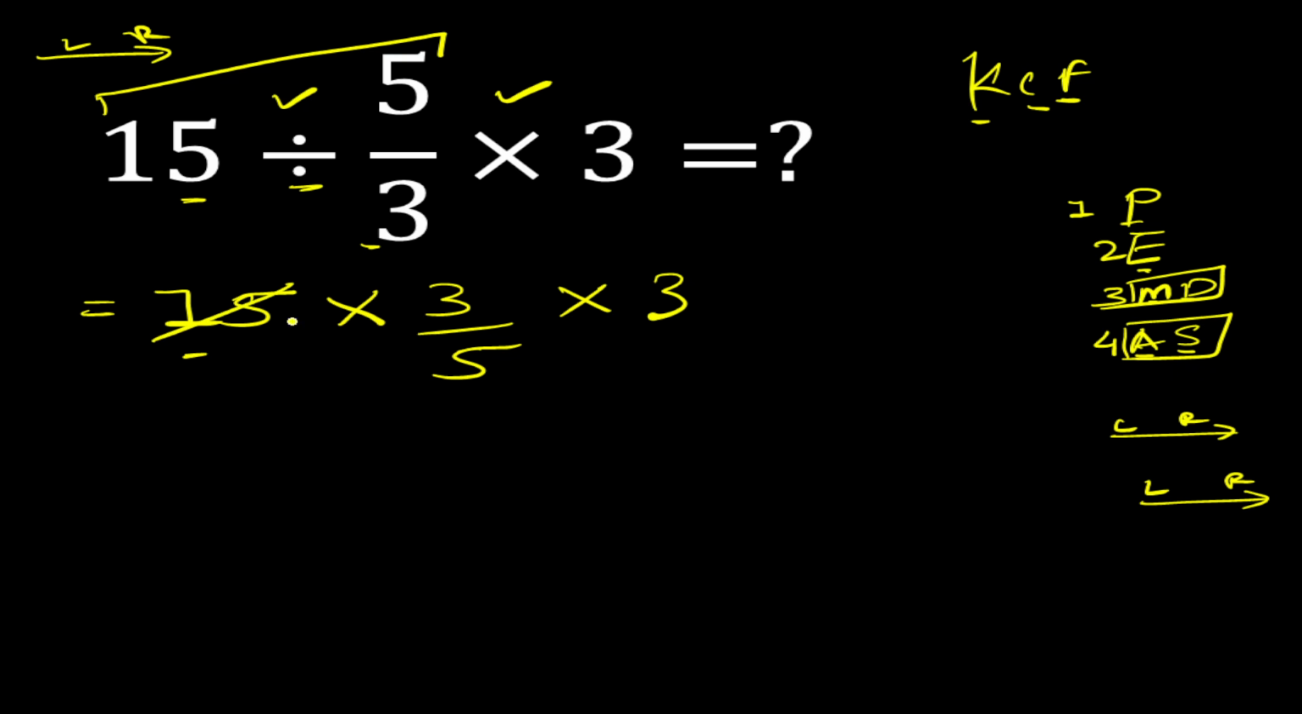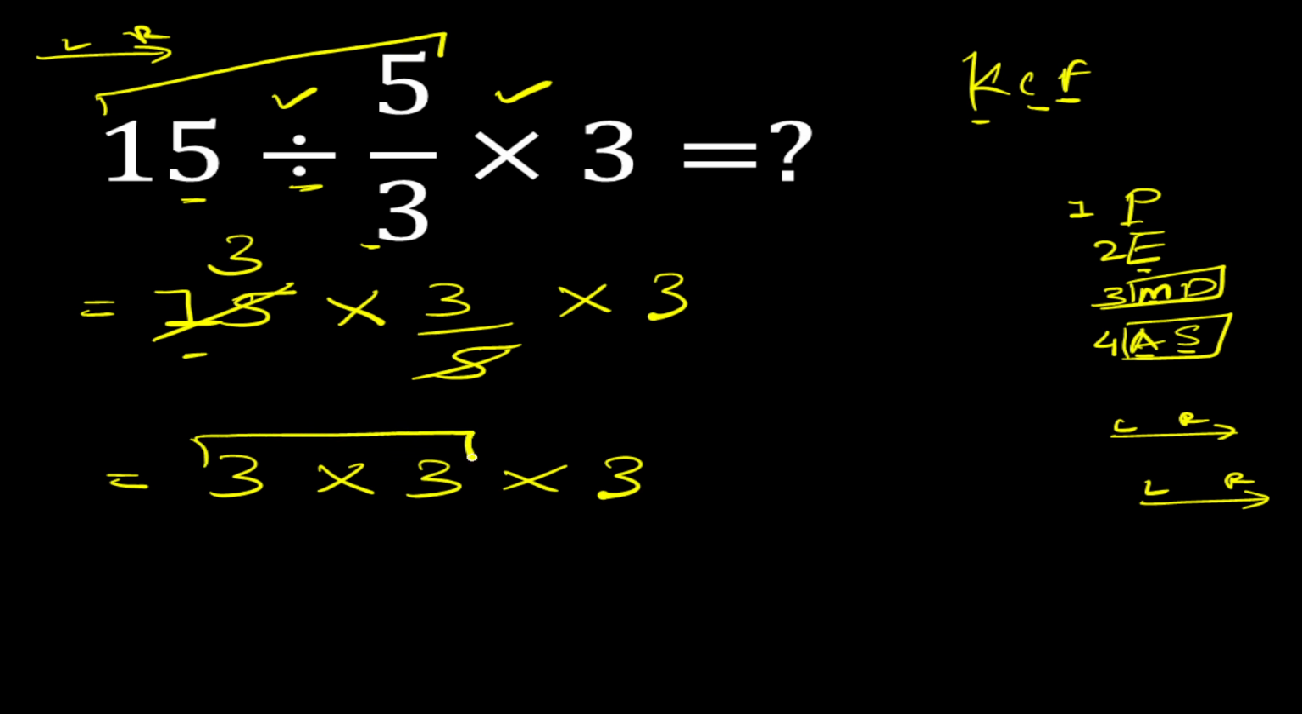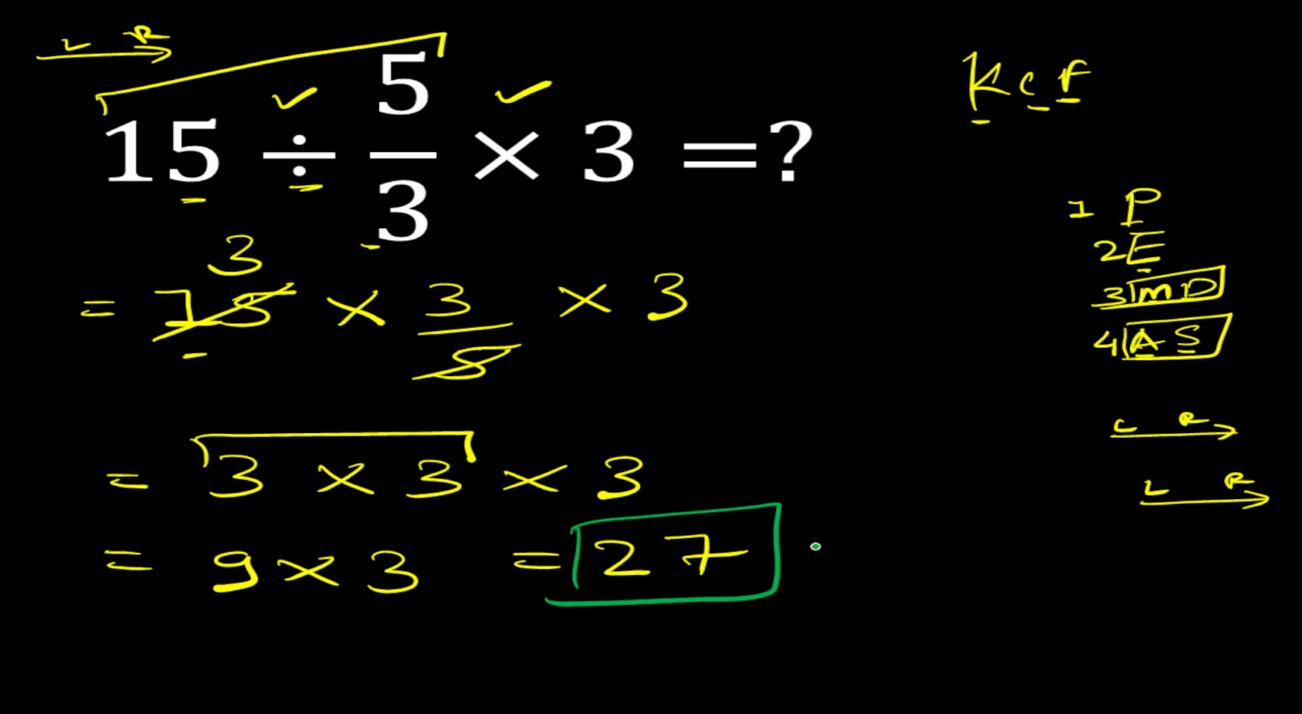Now 15 divided by 5 is equal to 3. So now we have 3 times 3 times 3, right? So 3 times 3 means 9. Then 9 times 3 is equal to 27, right? So the correct answer is 27.